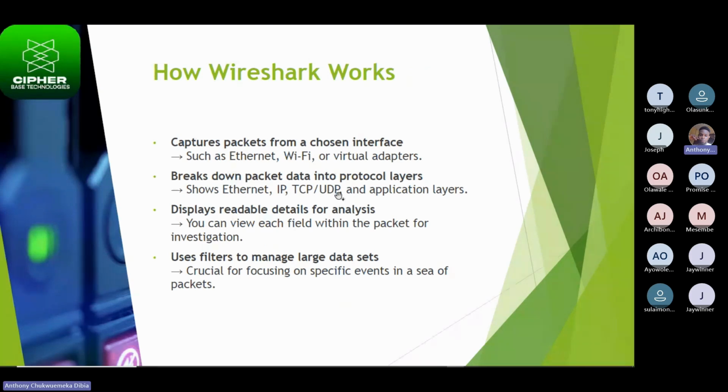Now, how Wireshark works. It captures packets from a chosen interface, such as Ethernet, Wi-Fi, or virtual adapters. Ethernet ports on your endpoint devices connect you to a network or the internet. Then you also have Wi-Fi, whereby you connect to a router, and you also have virtual adapters. So you have to choose the interface that you want your packets to be captured on, whether it's the Wi-Fi interface or the Ethernet interface.